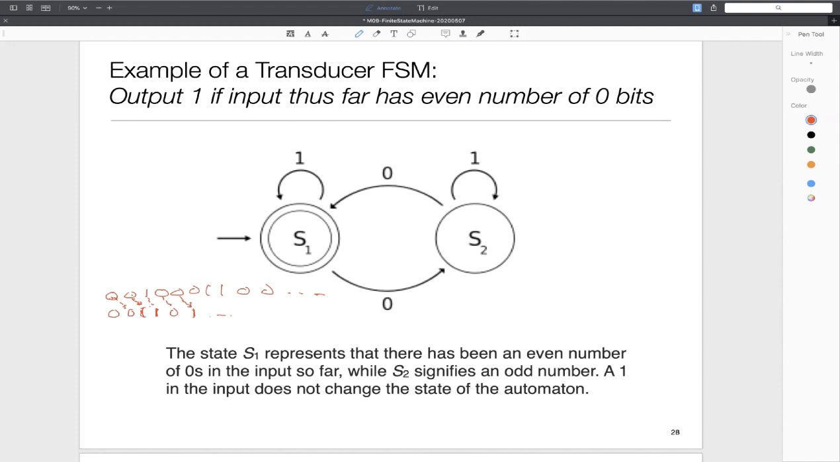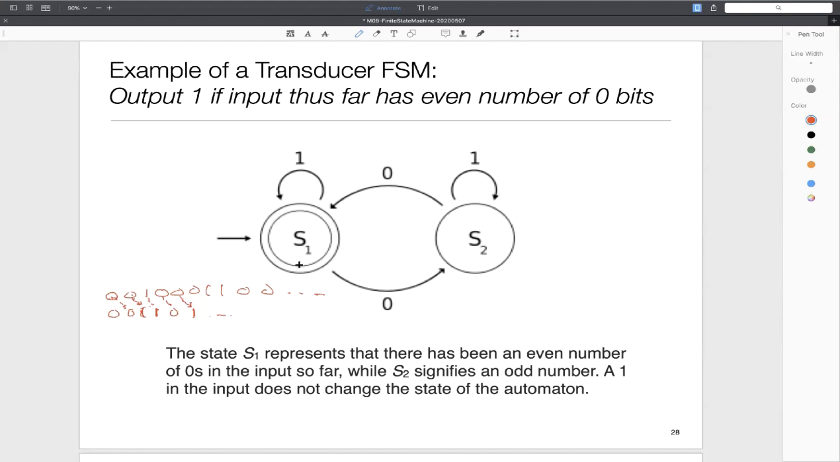So let's see whether our state machine is doing that. What's happening out here is we start out in this state S1, and that's basically saying that I have not received any 0 bits. Therefore, I have received an even number. So 0 is even. So in that case, I will output 1.